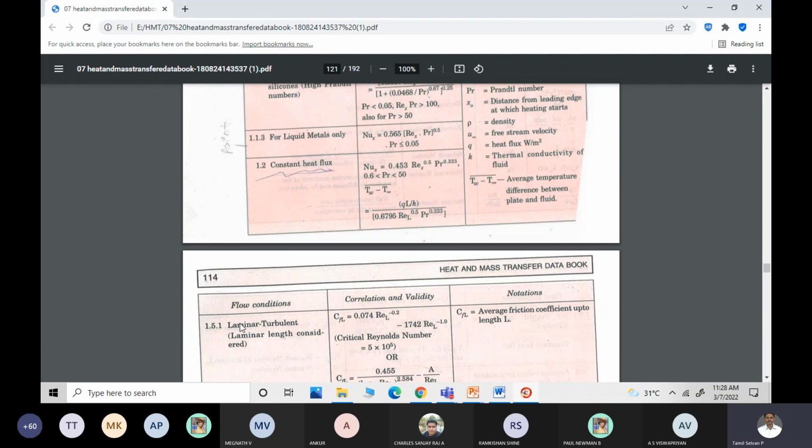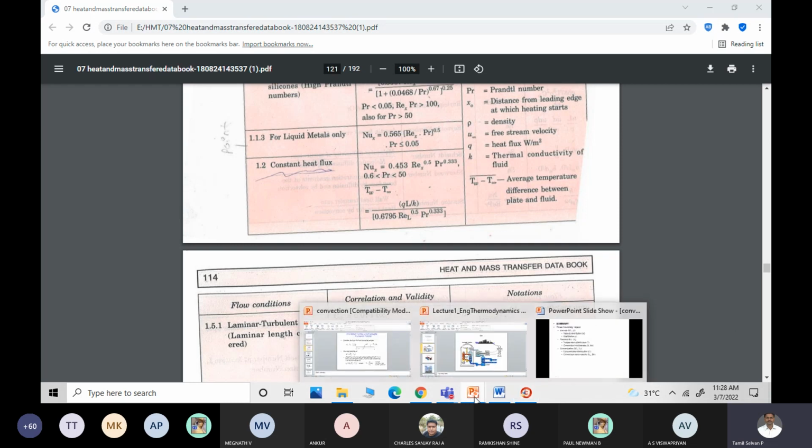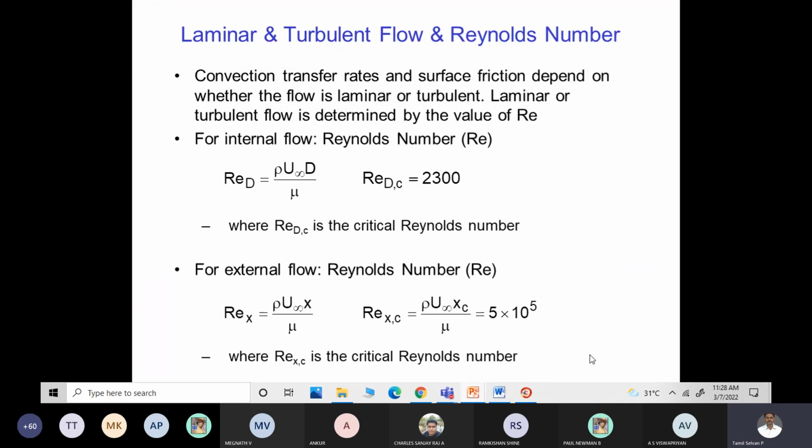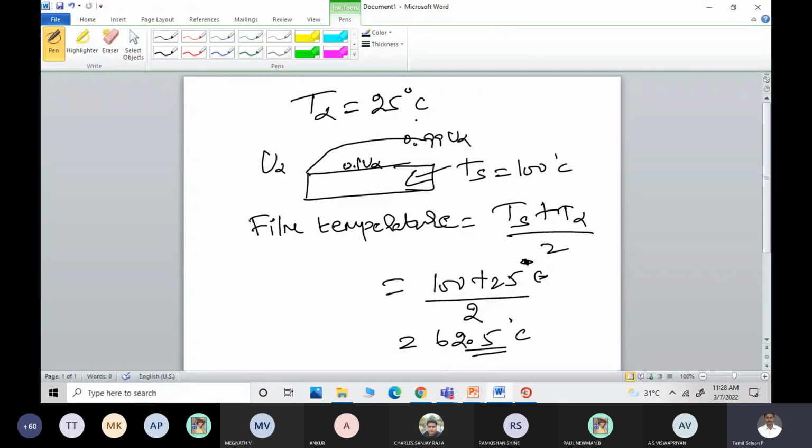For different cases, laminar, turbulent and combined, we will look into it. I will show this. Now, when we talk about fluid flow over the surface, I have shown here air flowing at a certain velocity u infinity over the surface. If the fluid velocity u infinity is so high, then the fluid flow over the surface will be laminar at the beginning, then there will be some transition stage, and then it will become turbulent.